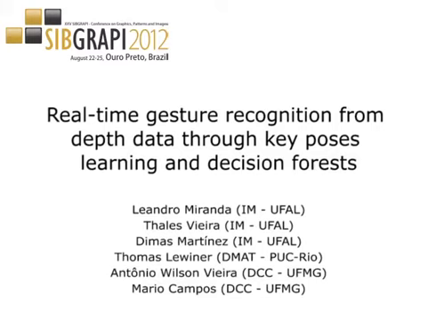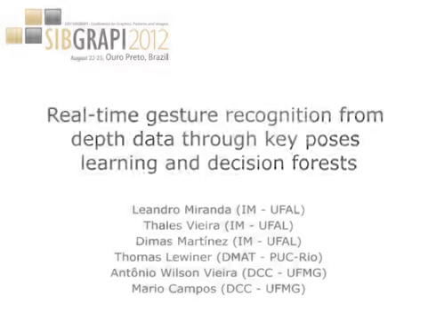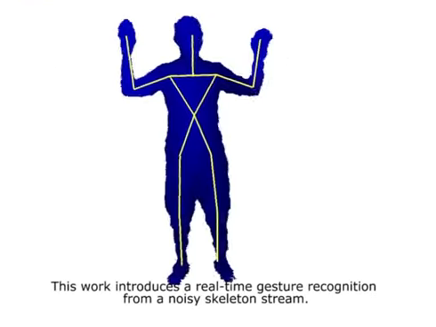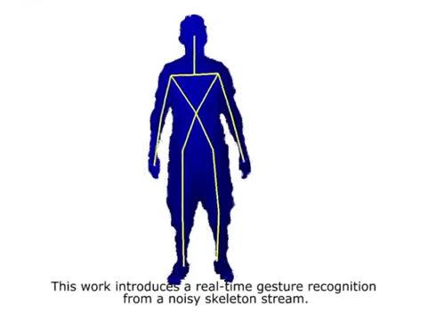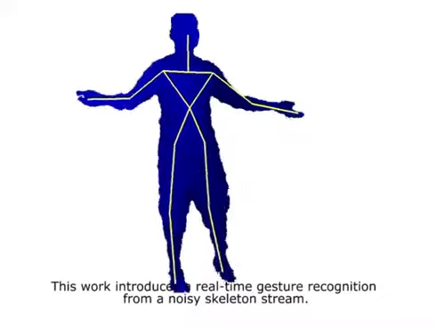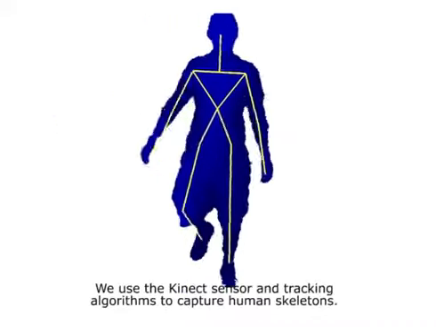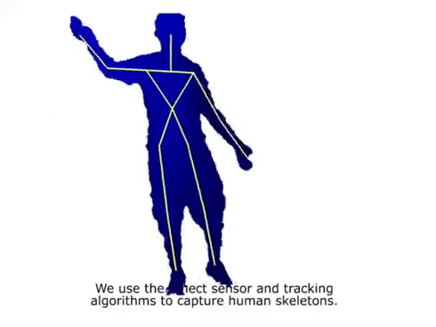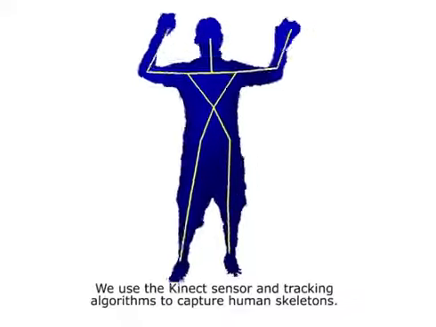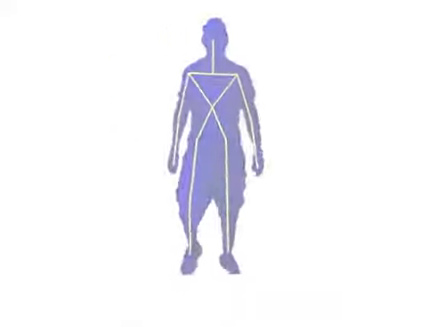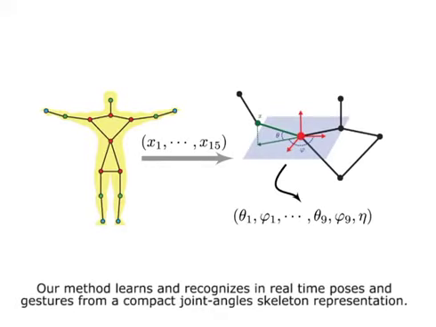Real-time gesture recognition from depth data, through key poses learning and decision forests. This work introduces a real-time gesture recognition from a noisy skeleton stream. We use the Kinect sensor and tracking algorithms to capture human skeletons. Our method learns and recognizes in real time poses and gestures from a compact joint angle skeleton representation.